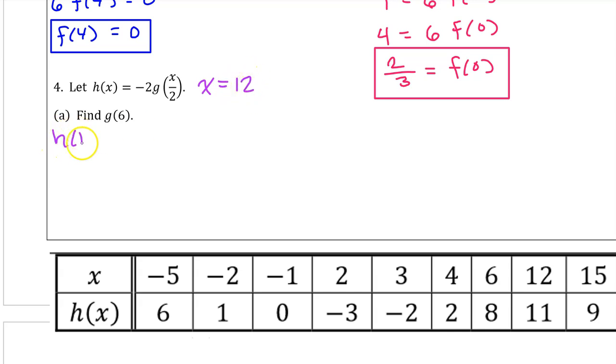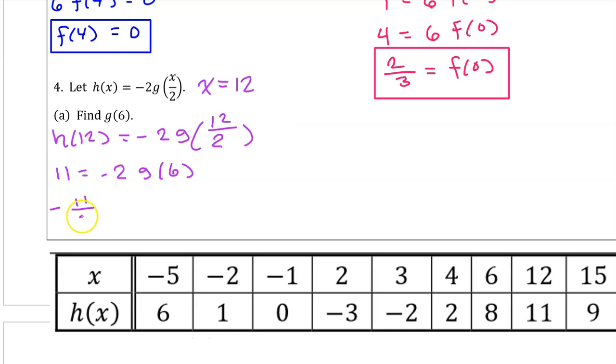So h at 12 will equal negative 2 times g at 12 over 2. H at 12 is 11. So we get 11 is equal to negative 2 times g at 6. We need to solve for g at 6 by dividing both sides by negative 2. So we get negative 11 over 2 is equal to g at 6. That's the answer to number 4.